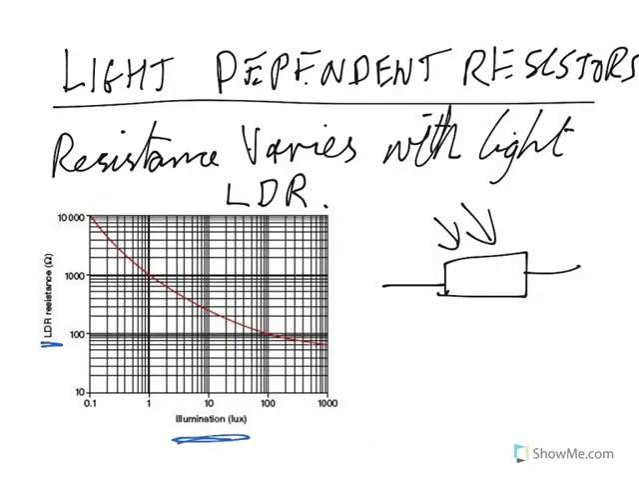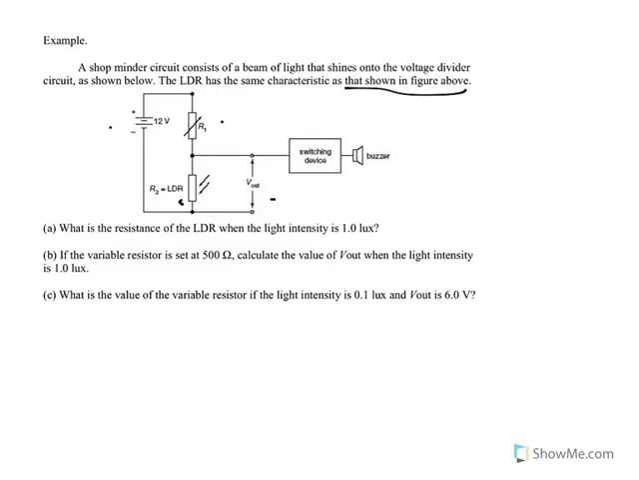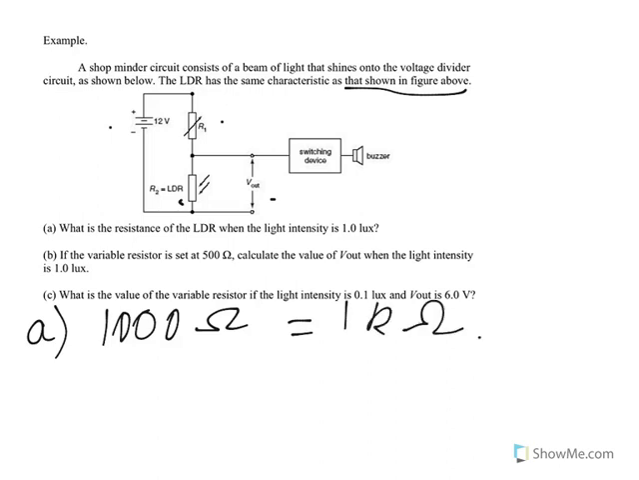So here's the characteristic above. 1 lux is here, we go up to there, and then we come across and it looks like it's 1,000. So for A, it's 1,000 ohms, which of course is 1 kilo ohm. Alright.